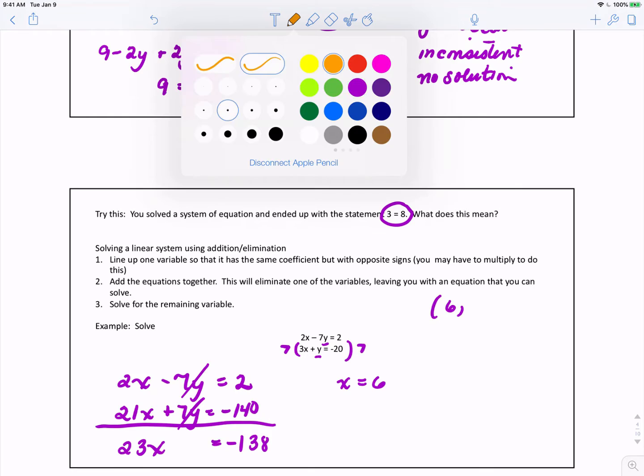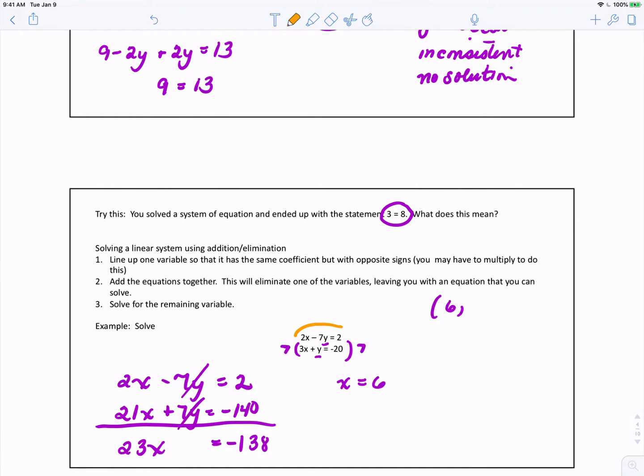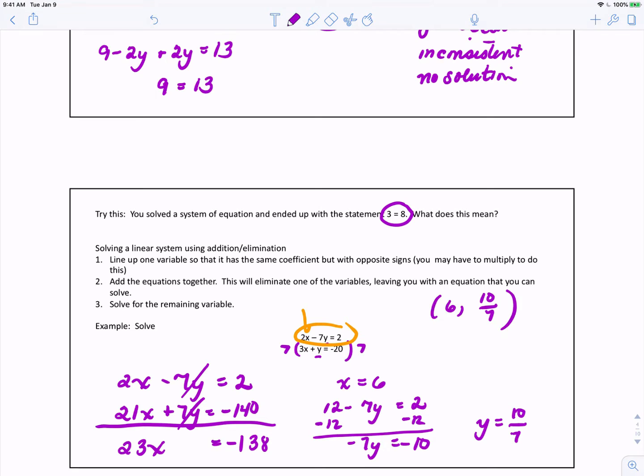So I'm just going to use this first equation, and I'm going to replace x with 6. That tells me that 2 times 6, in other words 12, minus 7y is equal to 2. Subtracting 12 from each side, we have -7y is equal to negative 10. And dividing both sides by 7, we have y is equal to 10/7. So there's our solution to that system.